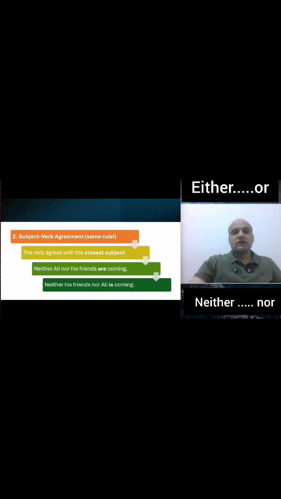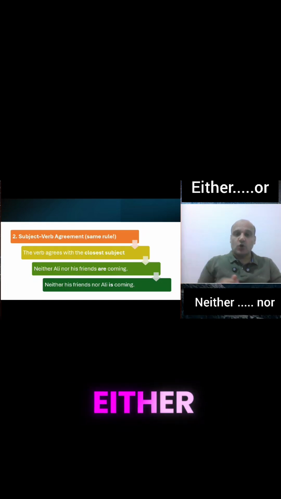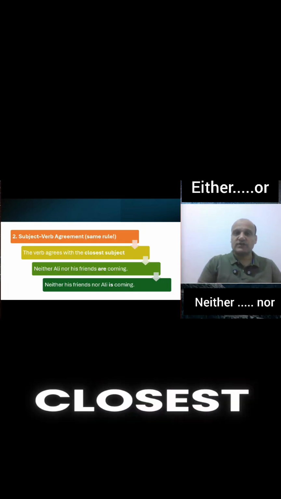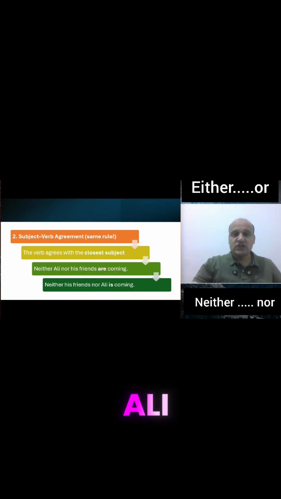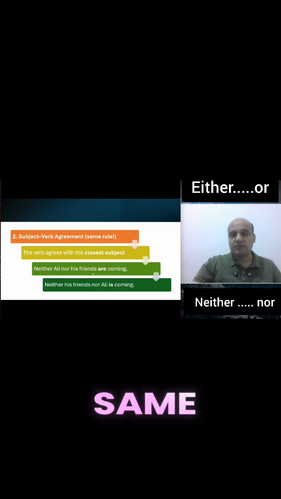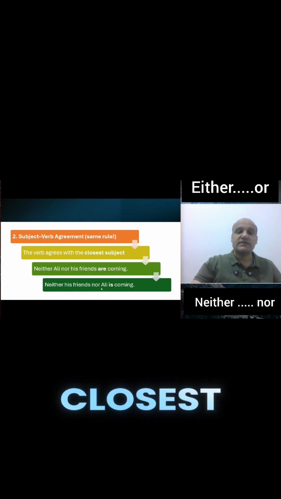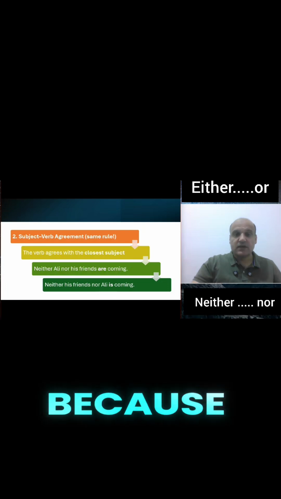Well, another rule, subject verb agreement, same rule as either or. The verb agrees with the closest subject, the closest subject to the word nor. Neither Ali nor his friends are coming. It's the same rule. Here, friends, the closest subject to the word nor, is plural. That's why I said are. Neither his friends nor Ali is coming. So here, Ali is the closest subject to the word nor, and the verb is is because Ali is singular.